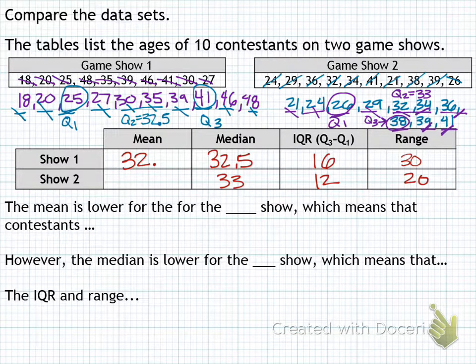The average, I just add these up and divide by 10 because there's 10 contestants there, so when I do that, I get 32.9 as my mean for show 1. And for show 2, I get a mean of 32.